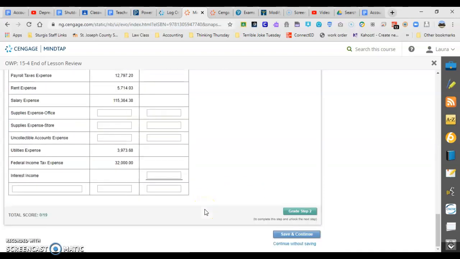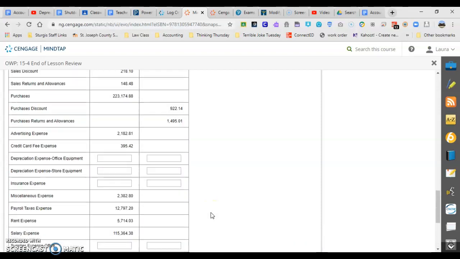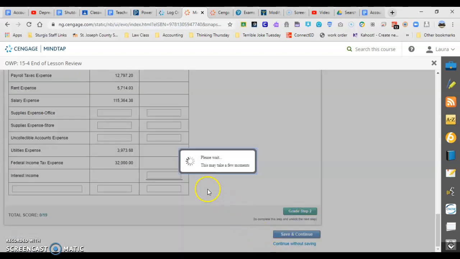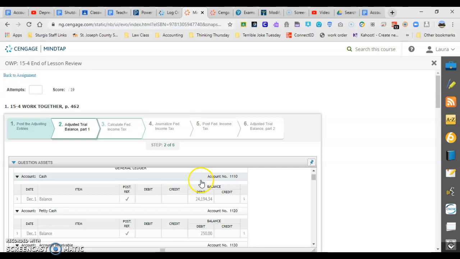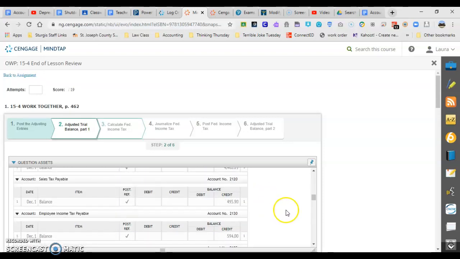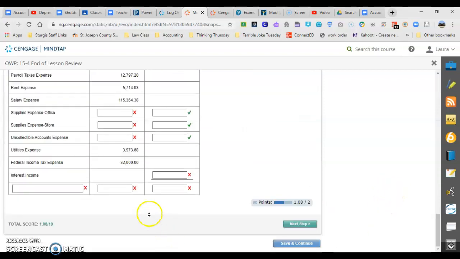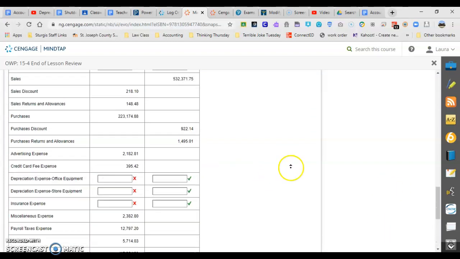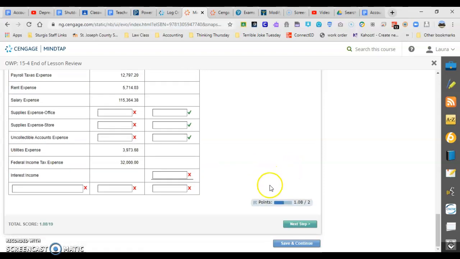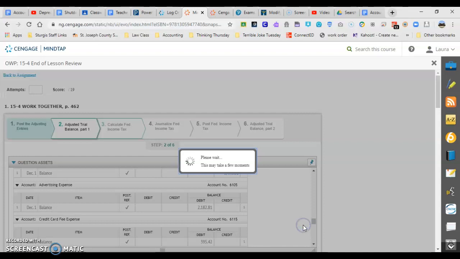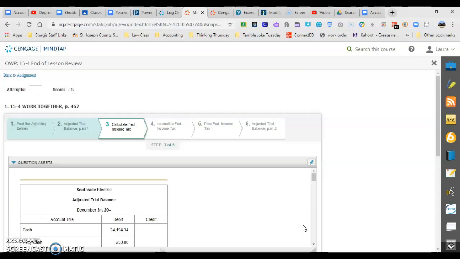You're not going to include that in the final trial balance. So this is going to say total. Okay, so you'll regrade this step here. Okay, so you'll just put the totals in there. This will say totals, just so you know. So again, you'll do an adjusted trial balance before you calculate your federal income tax.